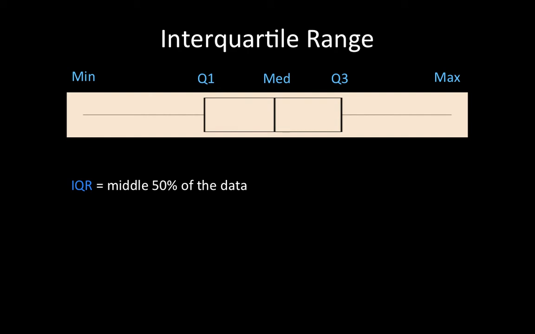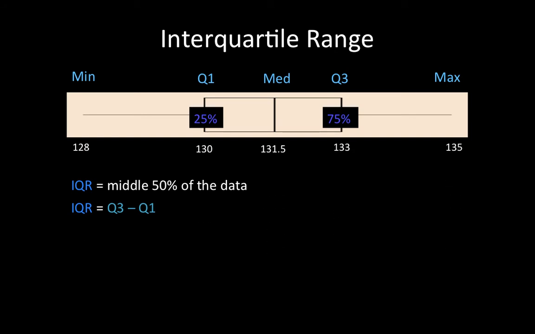From box plots, we already know that quartile 1 marks the first 25%, or the 25th percentile, and quartile 3 marks the 75th percentile. So all we have to do to find the IQR is subtract quartile 1 from quartile 3. So if these were the actual values of this box plot, the IQR would be 133 minus 130, because this is quartile 3, this is quartile 1, and so the IQR would be equal to 3.